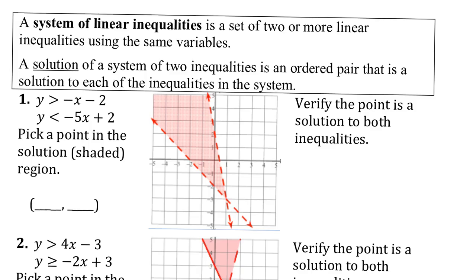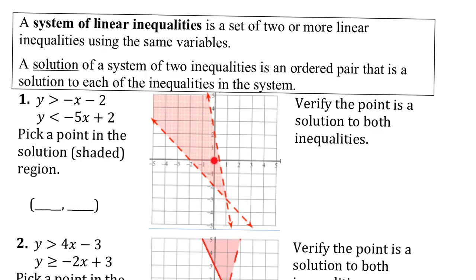Okay, let's look at the first one. It says y is greater than -x minus 2, and it's already graphed for me. I can see this is the line right here. Y is less than -5x plus 2 is this other line. It doesn't matter if I know which one's which. It says pick a point in the solution region. That's the shaded region. You can pick any point in the solution region.